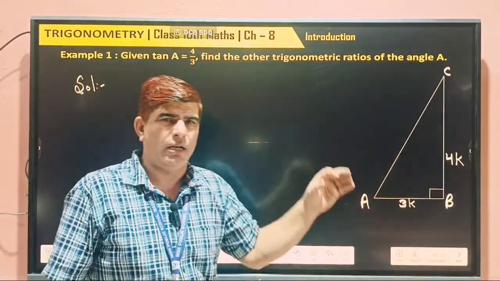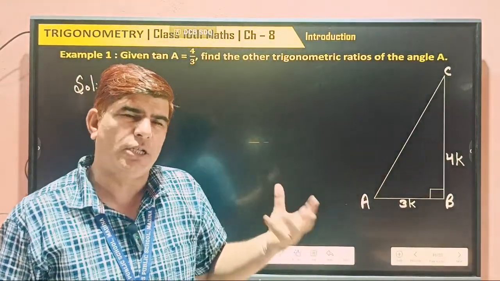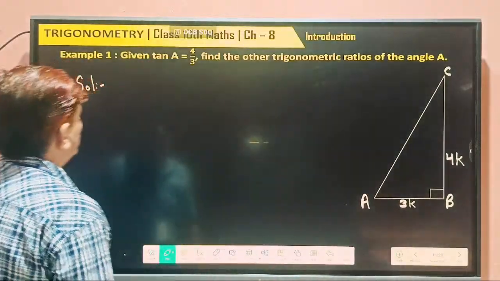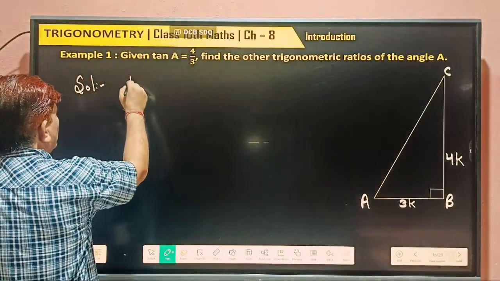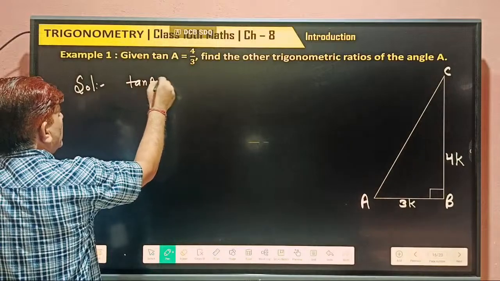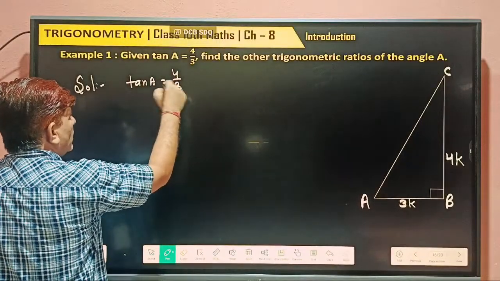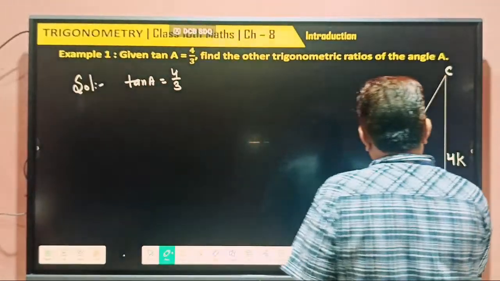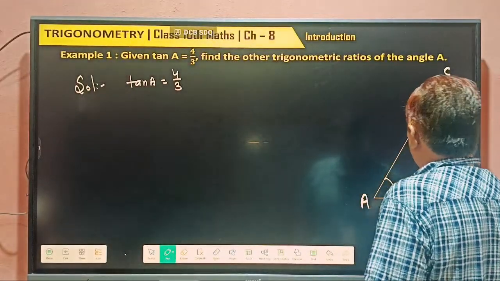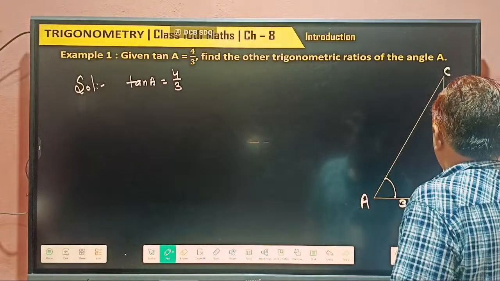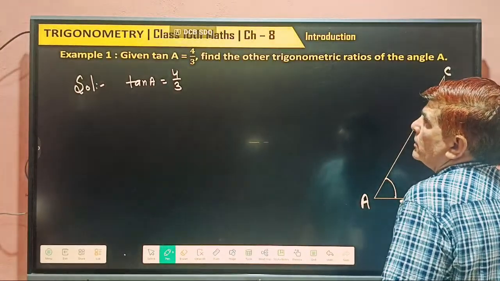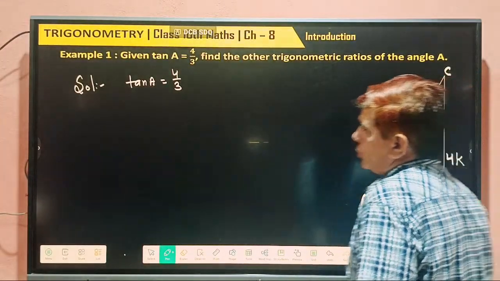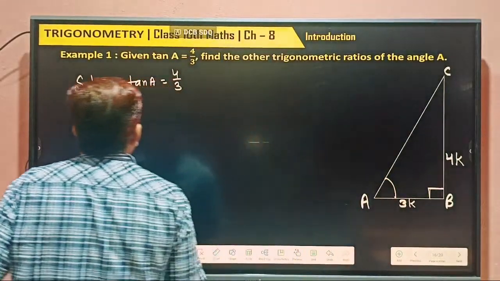Later on I can tell one trick also by which you can easily find out what's sine and what's cos. So it's given tangent A equal to 4 by 3. Its meaning is that A is an acute angle. So this is a triangle, and we are talking about this angle A, and this angle is 90 degrees.